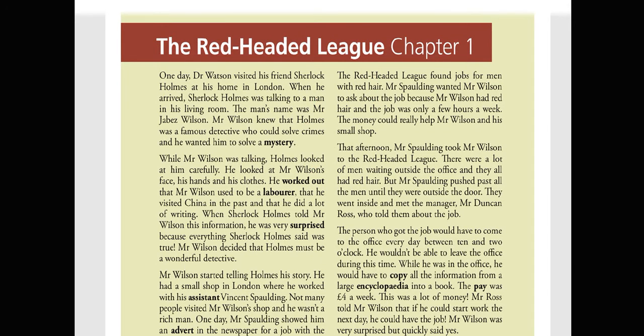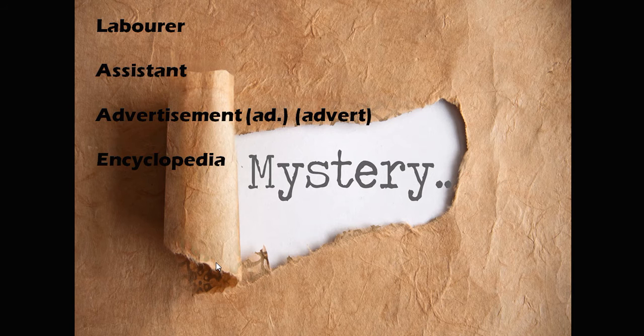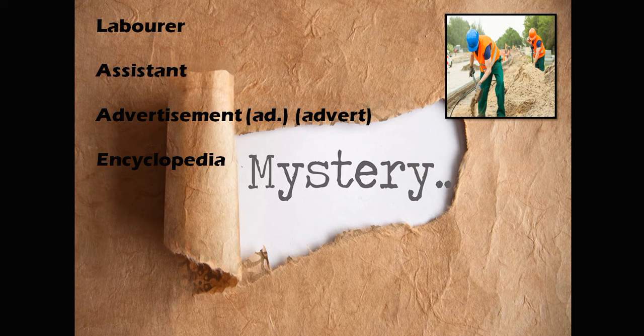Here is the first chapter of The Red-Headed League. As you see, there are some bold words. I just need you to focus here. We have 4 words: laborer, assistant, advertisement, encyclopedia. Laborer, like in this photo, is someone who uses their body strength in their work, like building or jobs where you use your body and your hands. Assistant is like a helper.